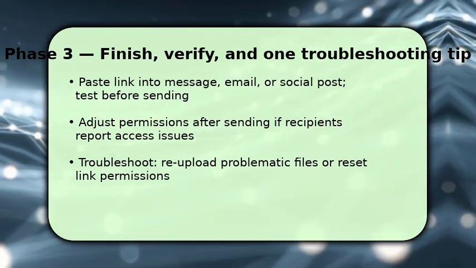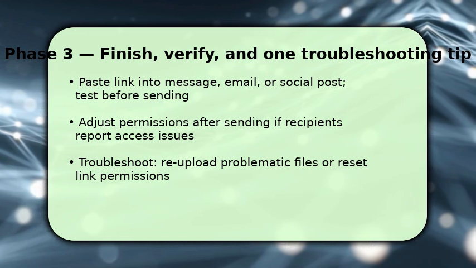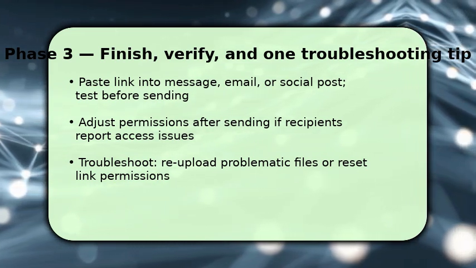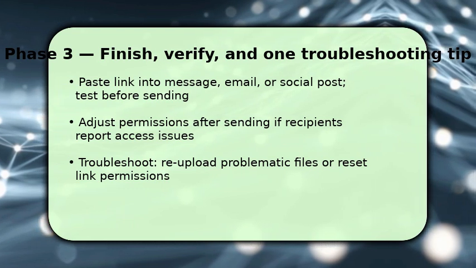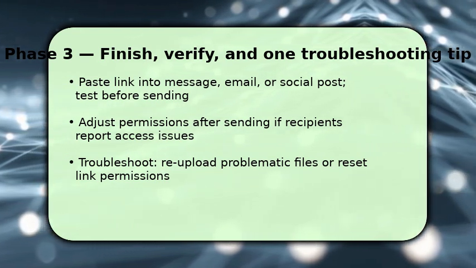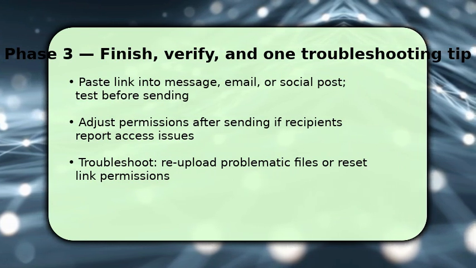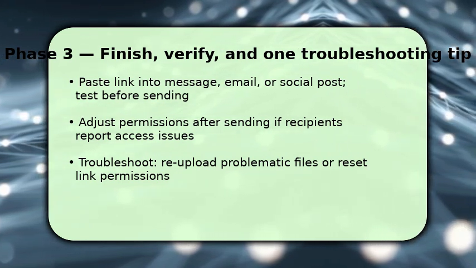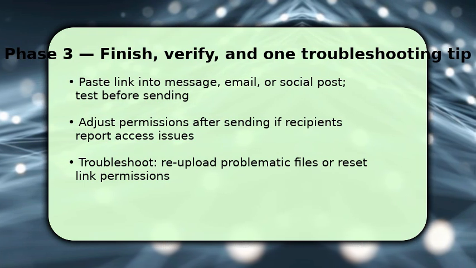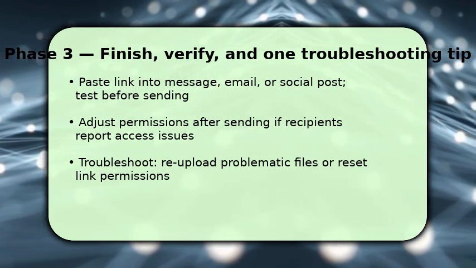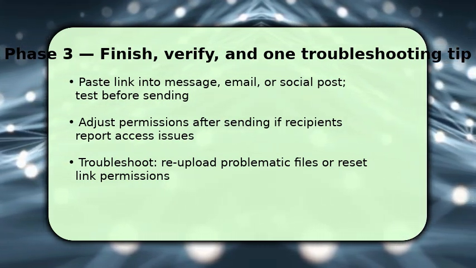If they can't open it, return to the album settings. Make sure link sharing is enabled and that folder permissions match your intent. Once done, if a specific file fails to load, re-upload that picture. Sometimes a corrupted transfer needs a fresh try. And finally, if problems persist, revoke the old link and create a new one to reset access controls.